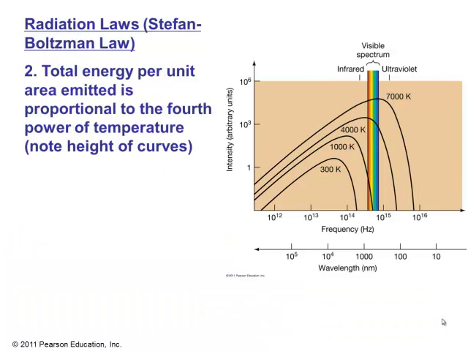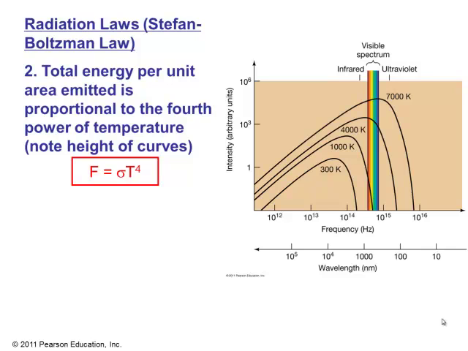The second law I would like you guys to learn is called the Stefan-Boltzmann Law. What this law tells us is that the total energy per unit area emitted is proportional to the fourth power of temperature. So let's write this mathematically. So F, which in this case represents not a force, but the total energy per unit area, is equal to sigma. Sigma, guys, is just a constant, and it's called the Boltzmann constant, and I'll tell you in a minute what its value is, times T.